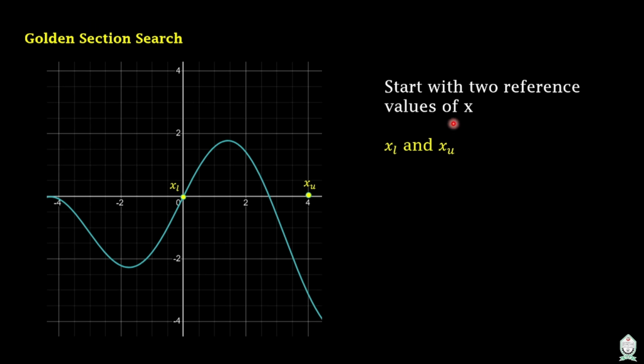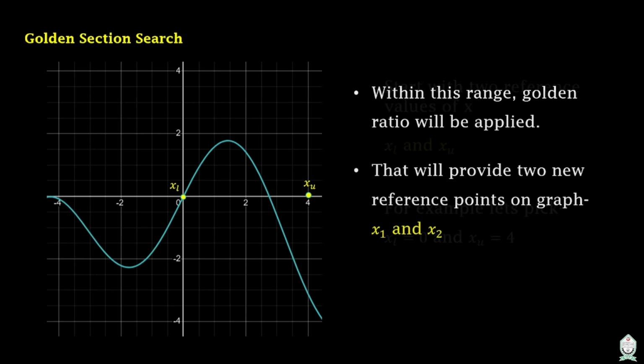We need to start with two reference values of x, just like the bisection method. One will be xl and one will be x upper. For this case, we have chosen xl to be 0 and xu, or x upper, to be 4. And within this range, we have to locate the maximum value. Now what needs to be done?